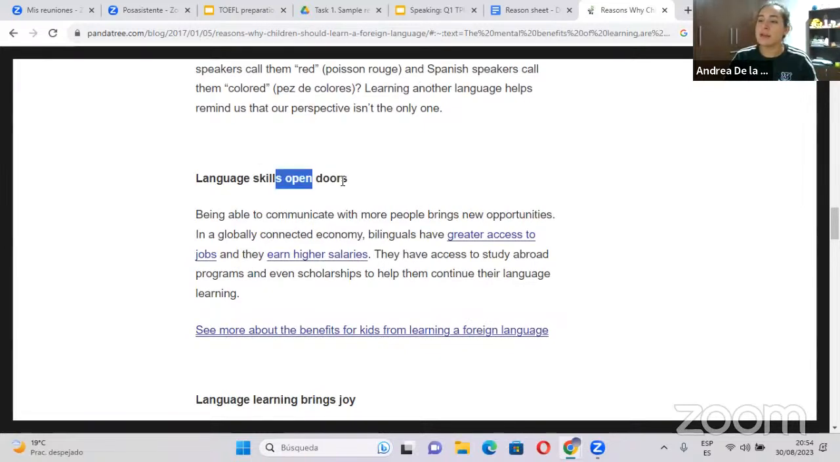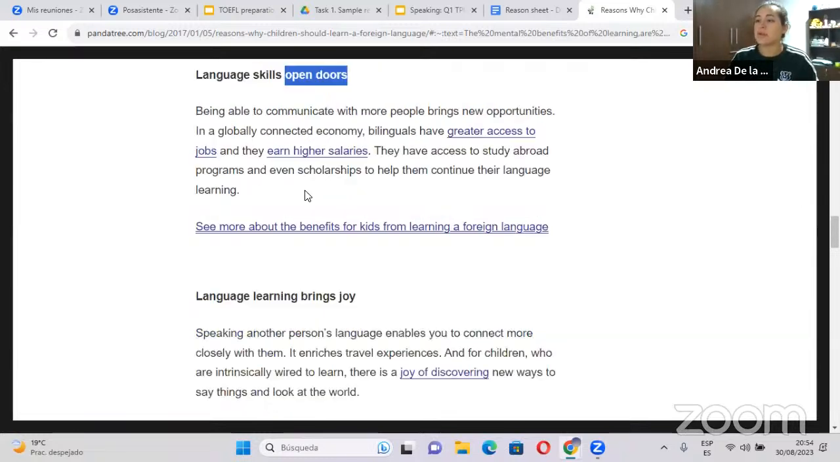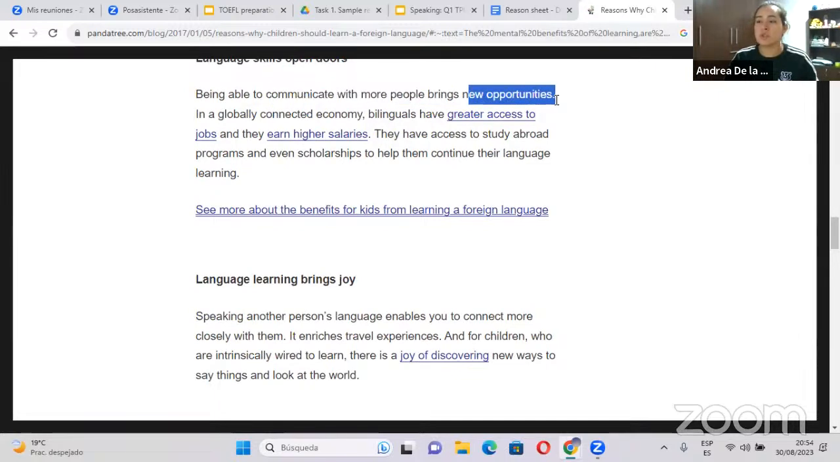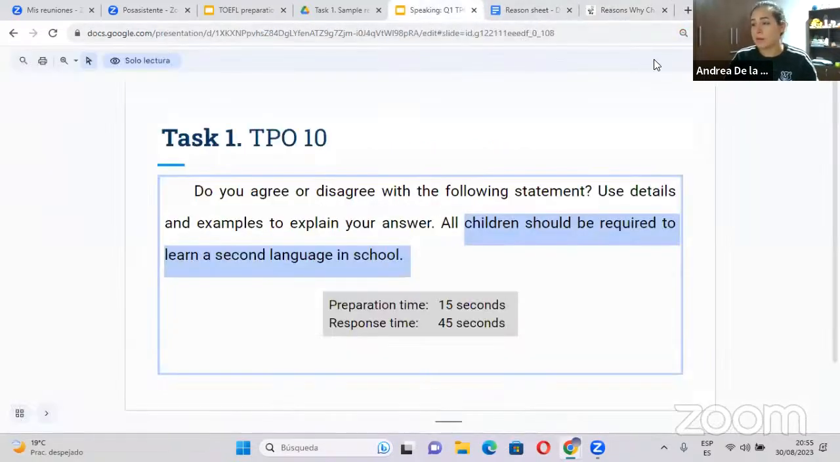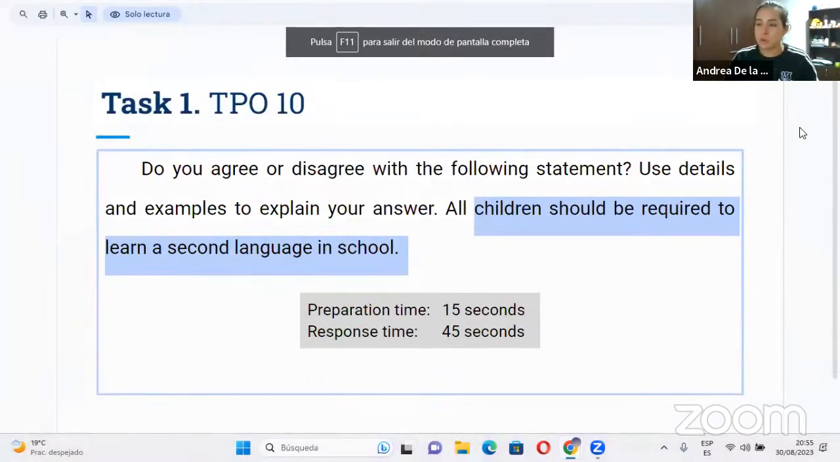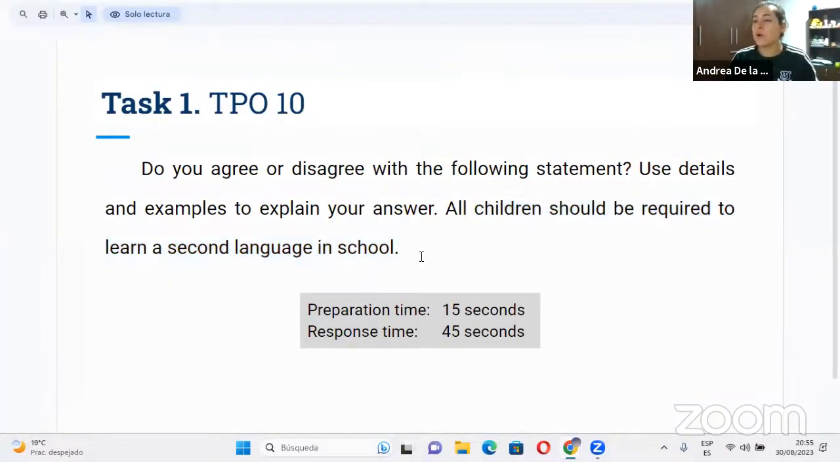So it opens doors. That's another idea you can use. And you're expanding your vocabulary, right? Not only vocabulary, because you already know the word open and the word door, but maybe you haven't heard that expression. Skills, language skills open doors, right? Communicate with more people, new opportunities, globally connected world, globally connected economy, bilinguals. So those expressions, that vocabulary is gonna enable you to express yourself better. So try to do that. You can always listen to podcasts, watch videos, read articles about these topics. Remember that the topics are always the same, right? Education, work, technology. So you should have those expressions.